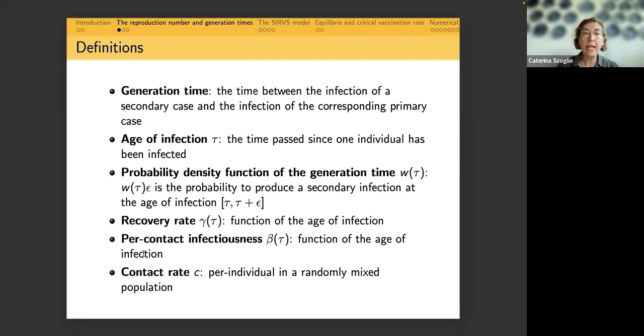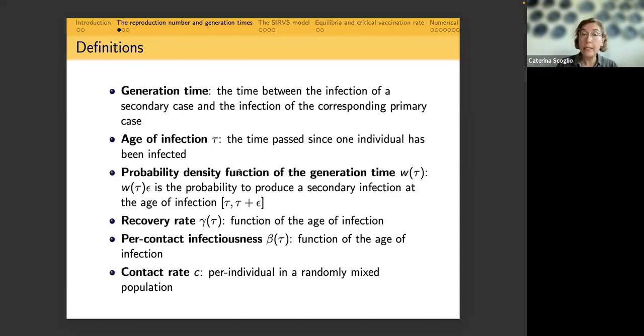And then we have the age of infection tau, which is the time passed since one individual has been infected. And we have also, in general, age in each of these compartments. So, for example, we have age of recovery, we have age of vaccination. So the time that an individual has been spending within a given compartment.